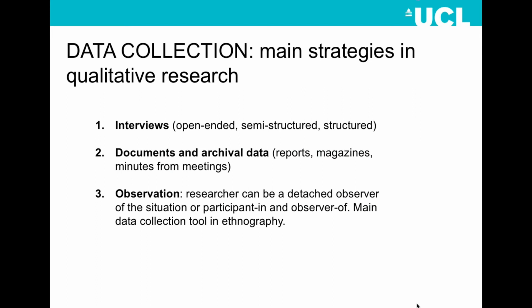Regarding data collection, the main strategies for qualitative research are three: the interviews that we will be covering later, and basically we can distinguish three different types: open-ended, semi-structured, and structured. The second one is to gather the information from documents and archival data, let's say reports, magazines, or the minutes from meetings. And the third strategy is observation.